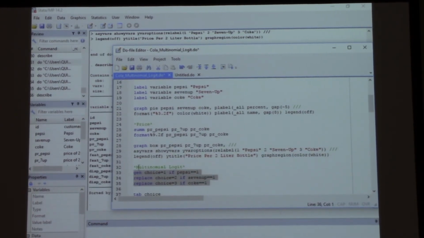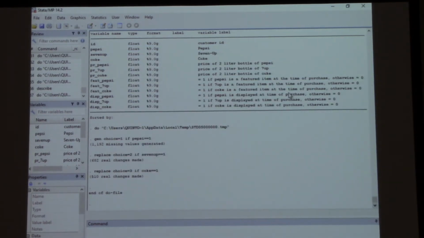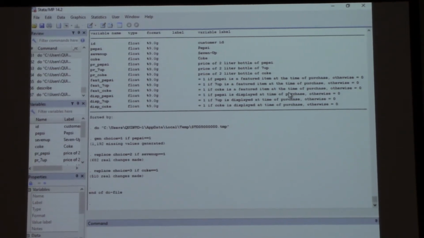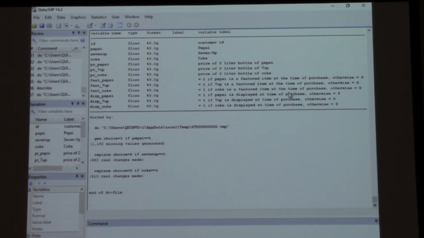In this particular case, and I don't know why I chose this, I'm going to generate choice equals 1 if you chose Pepsi. It's 2 if you chose 7-Up. It's 3 if you chose Coke. Again, this is ordinal. I'm sorry, it's nominal. The order doesn't matter. So we could have changed these any other way, and our result would be exactly the same.